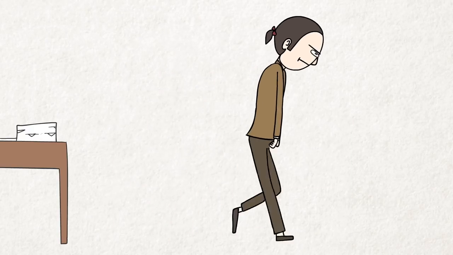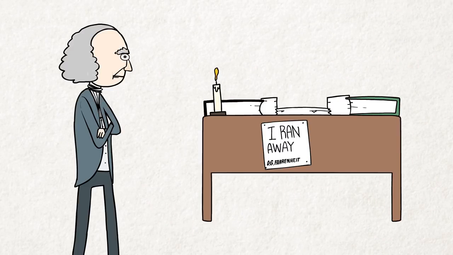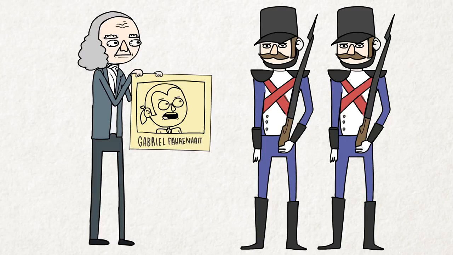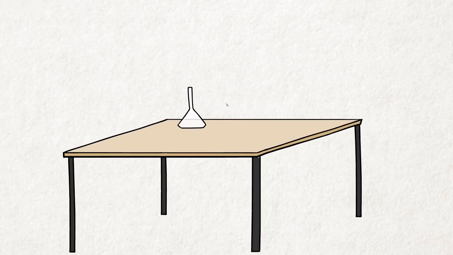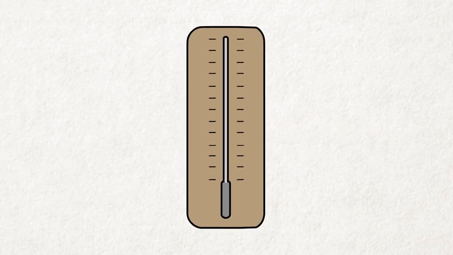But Fahrenheit couldn't stand his apprenticeship and ran away so many times that his employer put out a warrant for his arrest. Traveling from city to city around Europe, he became fascinated with scientific instruments, and in particular, thermometers.